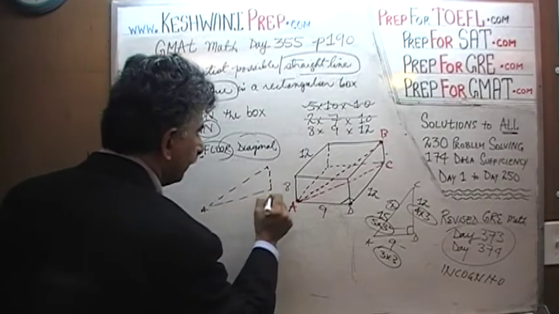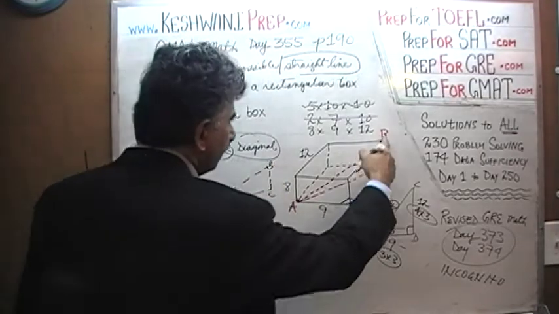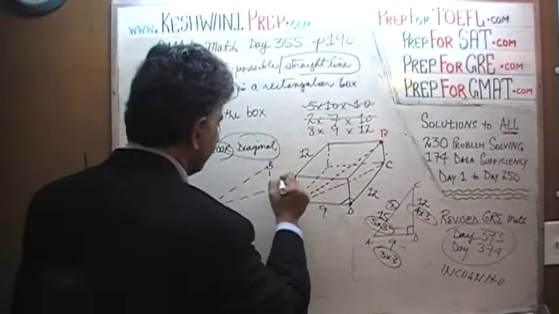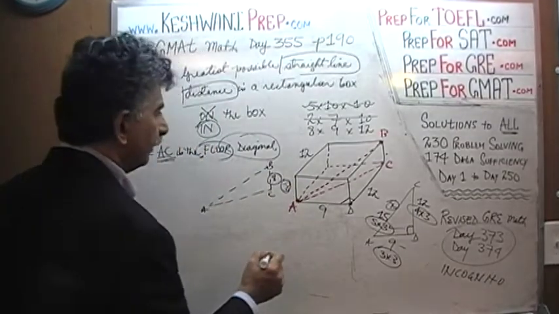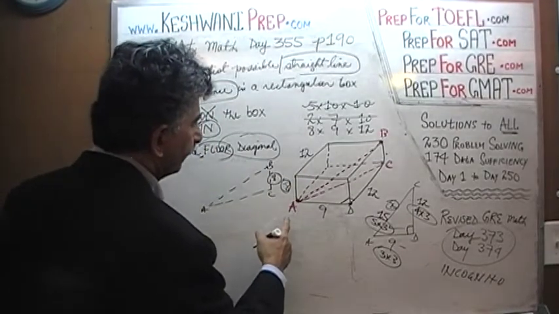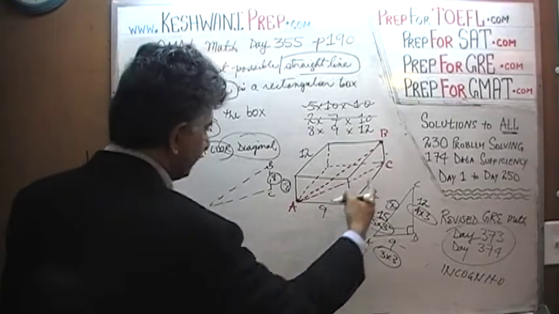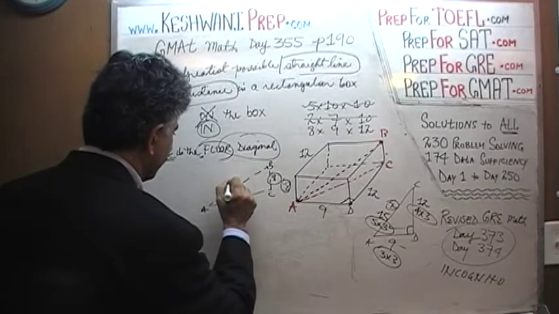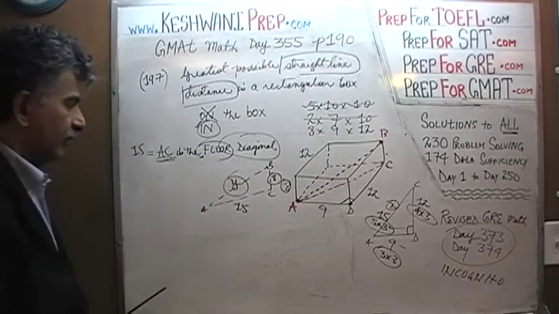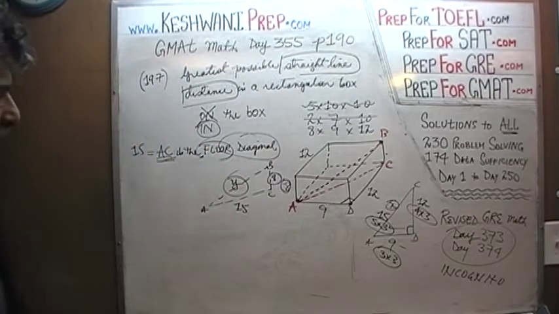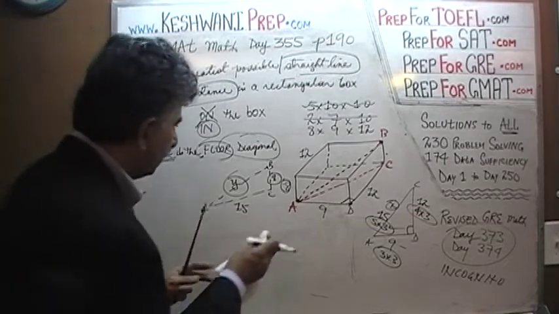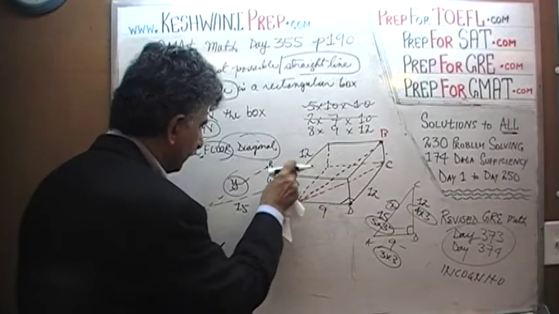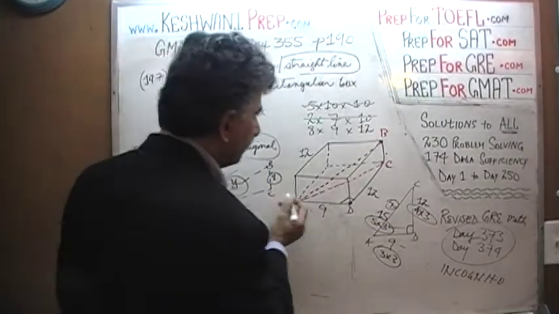A, B, C. B to C is the same as this guy, 8, right here. A to C we just found out is 15. And the question is, how much is this guy? Let's call it Y again, just for consistency, and so I don't get confused by these two 8s sitting next to each other. This is the 8, which is this guy right here.